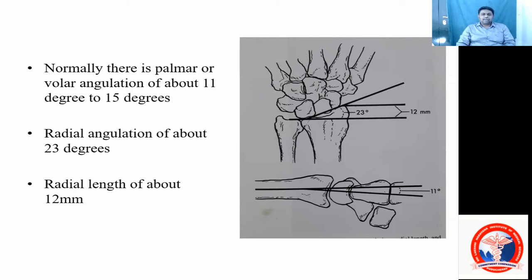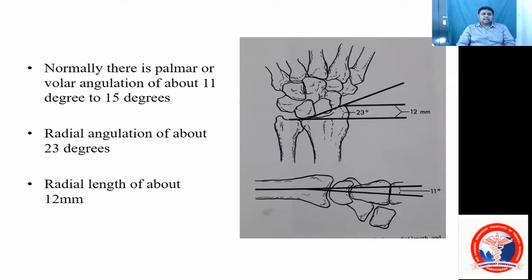And in the anterior posterior view, you can see the radial angulation of about 23 degrees. If you draw a line from the medial articular surface edge to the radial styloid, and draw another perpendicular line across the articular surface of the ulna and the radius, it makes an angle of about 23 degrees. This is the normal radial angulation which is present.